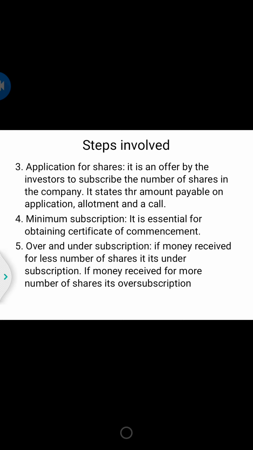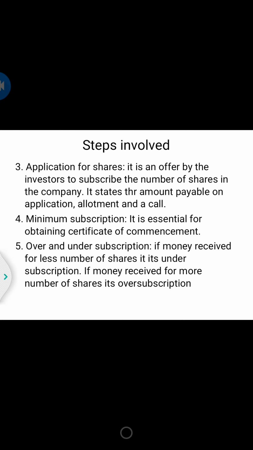The next is application for shares. What is this application for shares? After the publication of the prospectus, which contains the prescribed printed application form, the form has to be duly filled and signed by the person who intends to purchase the shares, that is, your potential investors. That should be forwarded to the bankers to the issue along with the cheque or demand draft. This application form also states the amount payable on application, plus allotment and calls. So application for shares is an offer by the investors to subscribe for the number of shares in the company.